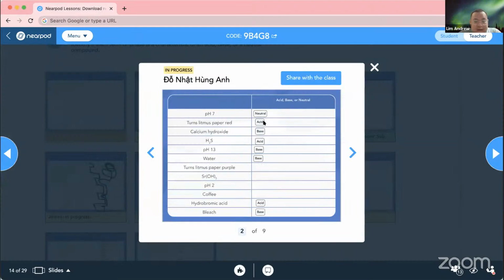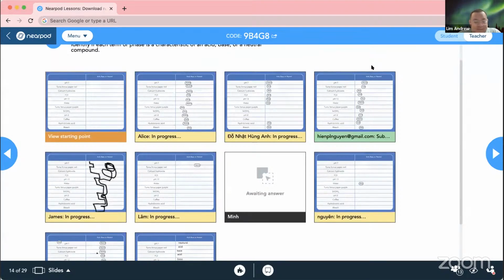Then we have Ant doing the activity now. So far, so good. Neutral, acid, base, acid, base. Water is not a base. All right, Ant, take note. Water is not a base. Water is neutral.